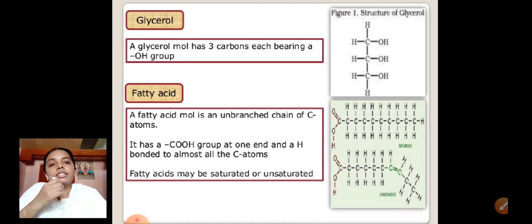So essential fatty acids and non-essential fatty acids have been classified. Essential fatty acids are abbreviated as EFA. There are three essential fatty acids required for our body, called arachidonic acid, linoleic acid and linolenic acid.